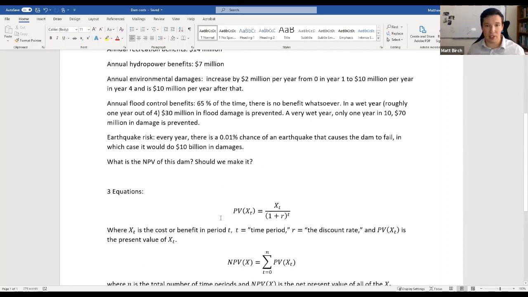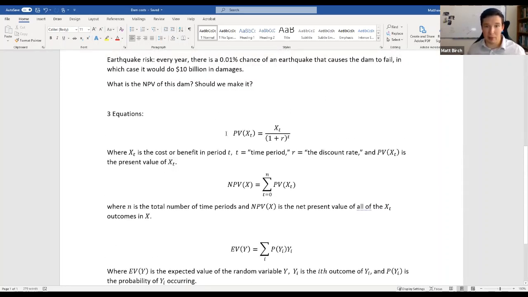Let's review 3 equations you're going to need here. One of them is the present value function. The present value of xt, well, xt is the cost or the benefit in a given time period, is equal to xt over 1 plus r to the t. T just being the time period, r being the discount rate. When you get a discount rate like 7%, don't put 1 plus 7.8 would be wrong. Convert it to a decimal instead of a percent. So 1 plus 0.07 is 1.07.